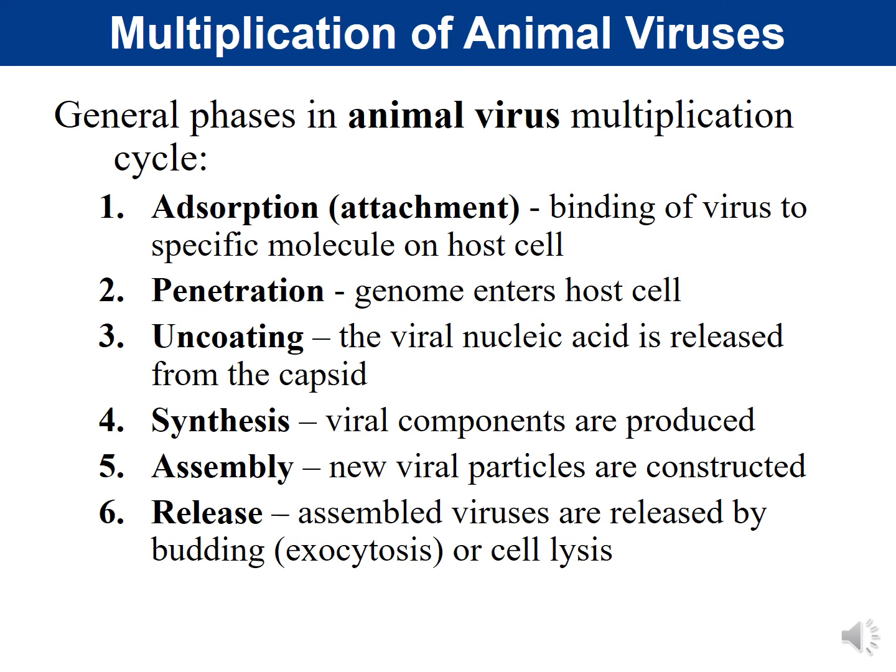So there are 6 general phases in an animal virus multiplication cycle. And the first stage is going to be adsorption or attachment. And this is where the virus binds to specific molecules on the host cell. And we're going to talk in a minute about how, depending on the cell surface markers on the host cell, that will dictate which viruses can infect which cell types. And that's something called host range.